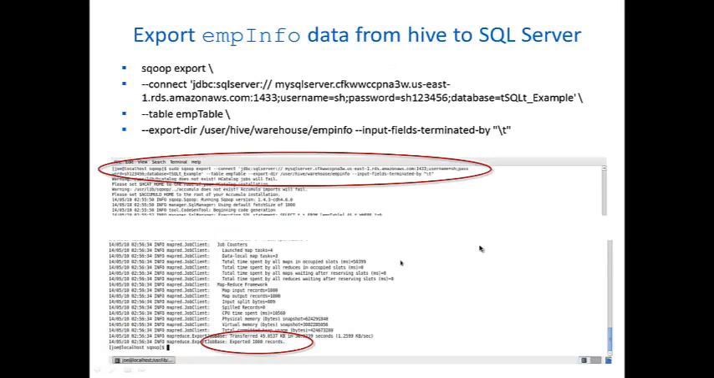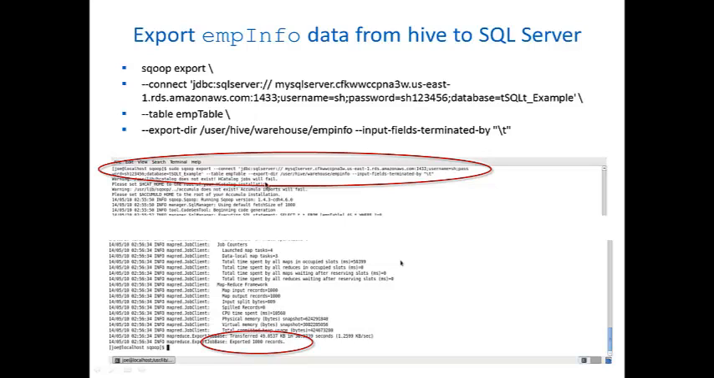Now we export the employee information data back from Hive to SQL Server. So we use this export command using the same connect string. We have the employee table and the export directory. This time, when it comes to Hive, we have to give the path where the employee information folder is. And this is the user Hive warehouse. We had to find this out, and I have included it in the environment variable so that Sqoop can find this path. And the input fields are terminated by tab character.